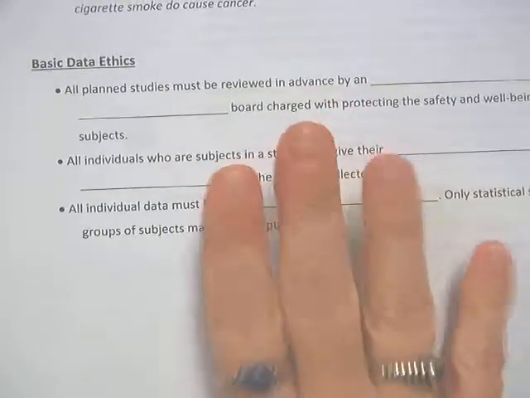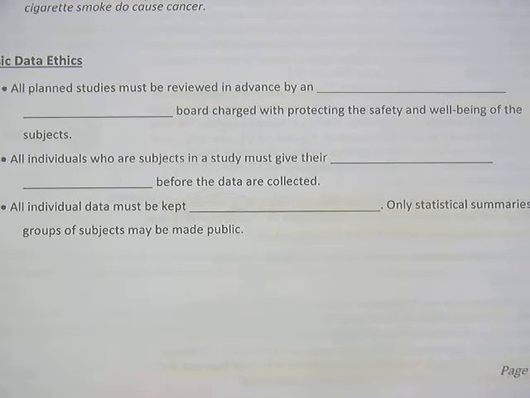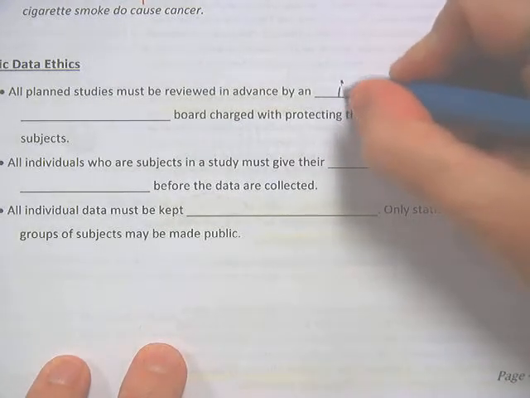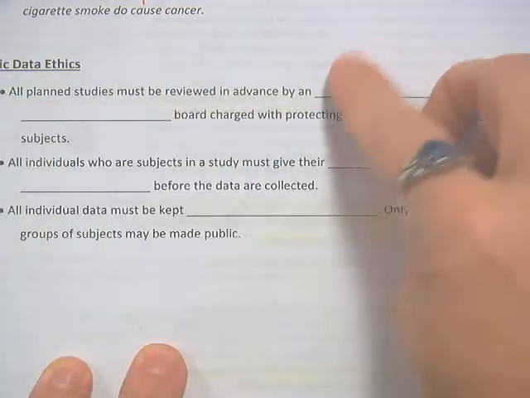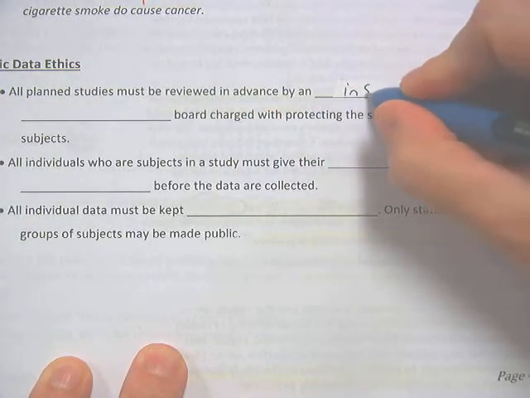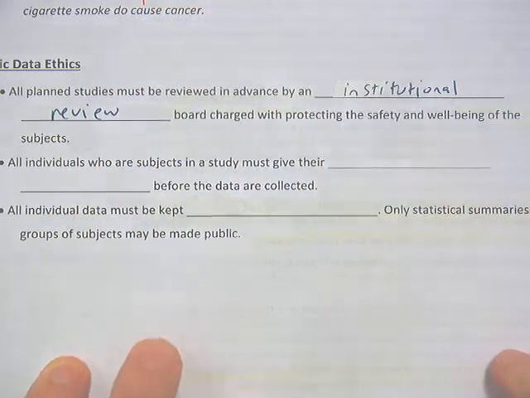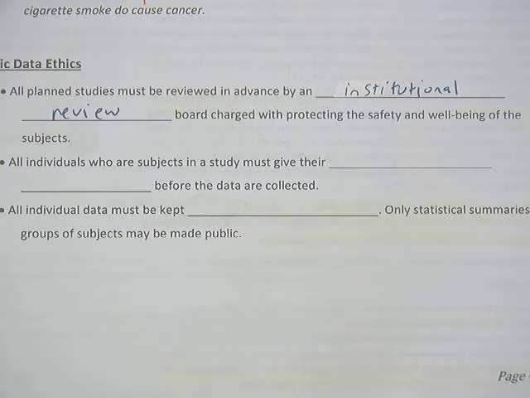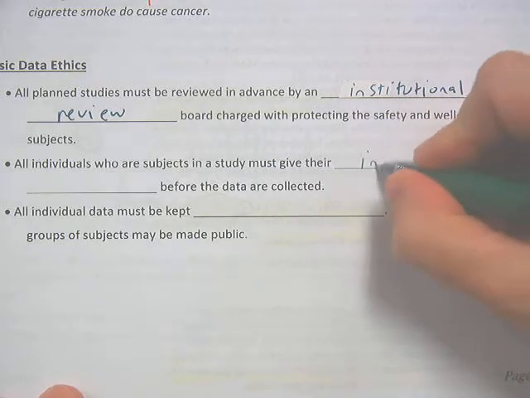Lastly, this is not even on your AP exam, but I think that it's kind of important talking about data ethics. All planned studies have to be reviewed in advance by an institutional review board. So before you can do a study, it has to be reviewed by an institutional review board. And they're charged with protecting the safety and well-being of the subjects. All individuals who are in a study must give their informed consent.